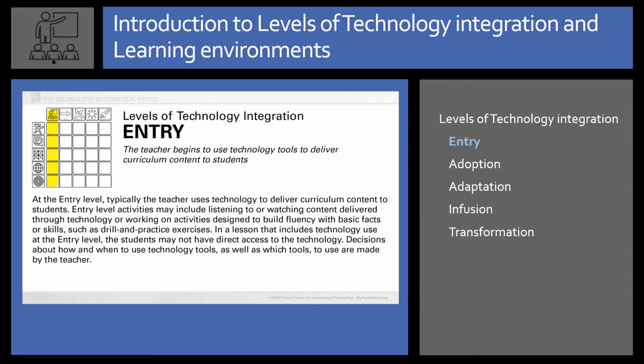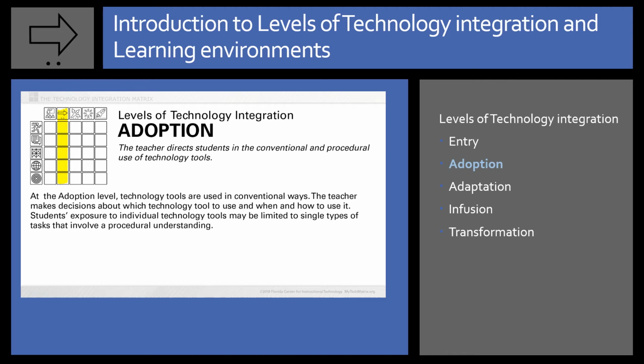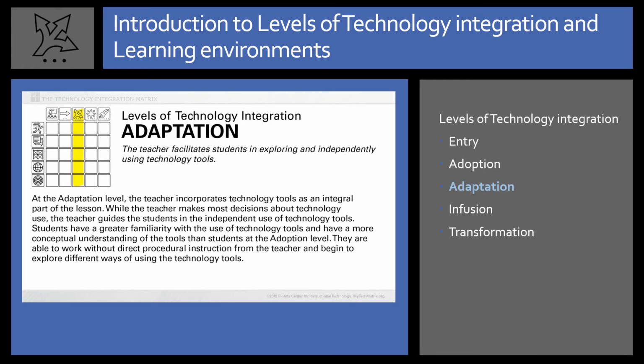Let's go to adoption. In adoption, teacher directs student in the conventional and procedural use of technology. So the teacher is handing over the program and will tell the student step by step how to operate it. In adaptation, however, students will be more independent in how they use it. Students are more familiar. They will have been through an entry level, they will have been through an adoption, and now they're in an adaptation step where you don't have to give them procedural instruction step by step.